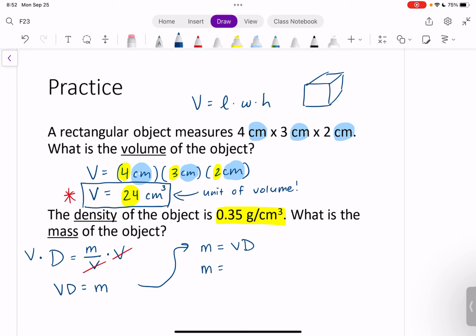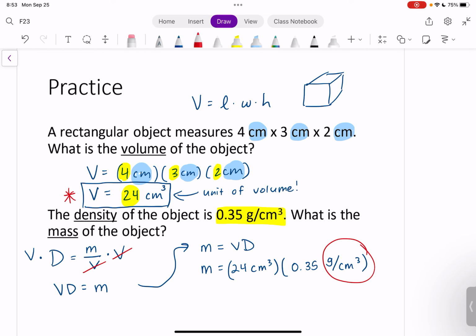So V we have up here is 24 cm cubed. Remember, I'm writing the units, okay? And then D we have here, that is 0.35 grams per centimeter cubed. Whoops, that's a weird looking arrow. Okay, so remember, for our derived units, we have some unit over something else.